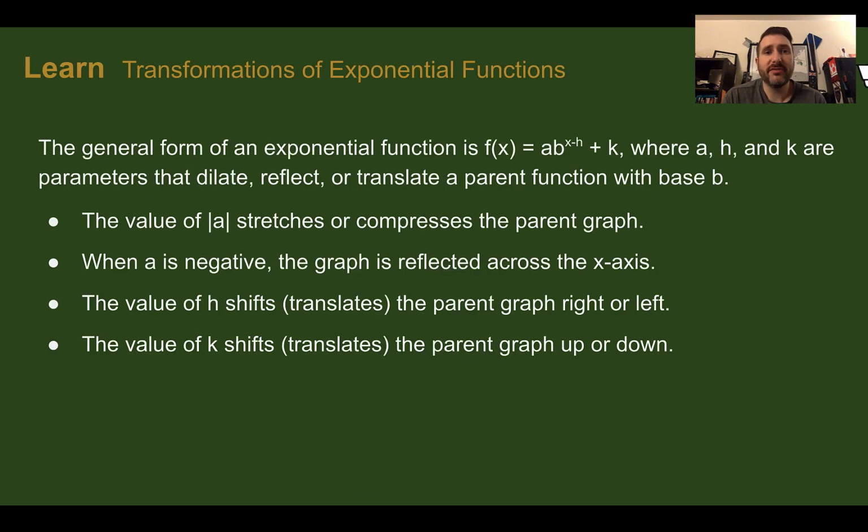Let's learn transformations of exponential functions. The general form of an exponential function is f of x equals a times b to the x minus h plus k, where a, h, and k are called parameters that dilate, reflect, or translate a parent function with base b. The value of a is going to stretch or compress the parent graph. When a is negative, it's going to reflect across the x-axis, and usually that's downward.